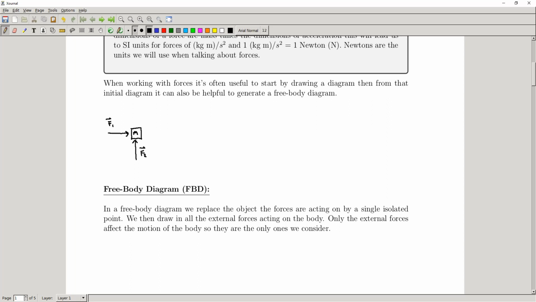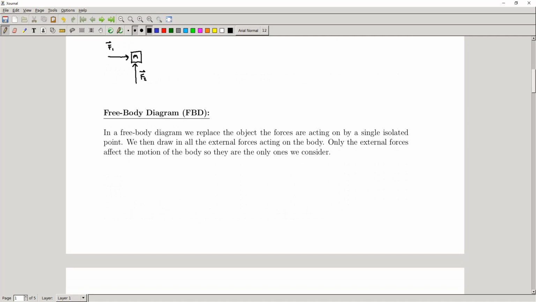A free body diagram is going to help us analyze how these forces act on this object. So in a free body diagram, we replace the object with a single point, and then we draw in all the external forces acting on that object. So let's do that in this case here. For example, if we wanted to turn this into a free body diagram, then what we would end up getting is something like this. This dot represents our mass, and the forces acting on it are F2 acting in this direction, and F1 acting in this direction, right?